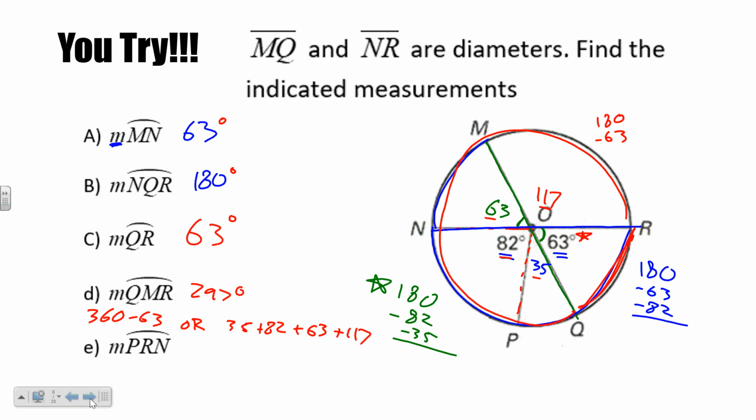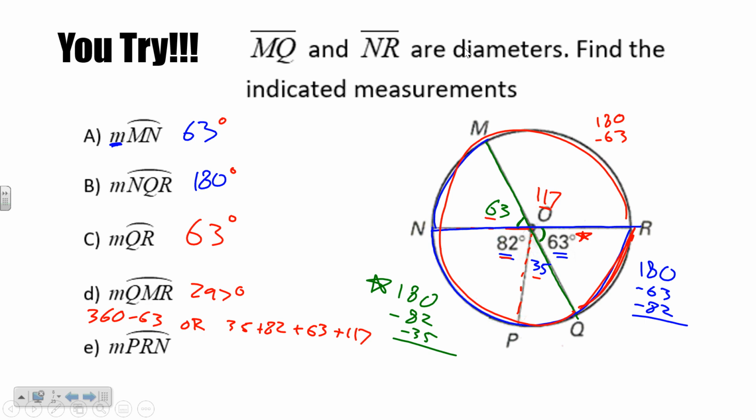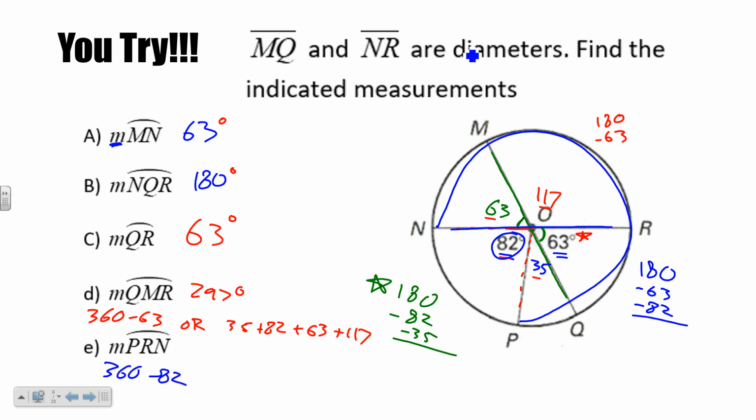And then PRN. PRN. Let me erase some of this. Whoops. Get that out of here. So PRN is, again, the whole circle except for this 82, so you can either take 360 minus 82, 360 minus 82 is 278, or you could add all those together like I said. We have 35 plus 63 plus 117 plus 63 should give you the exact same answer. If you want to do it both ways to double check, definitely not a bad idea.